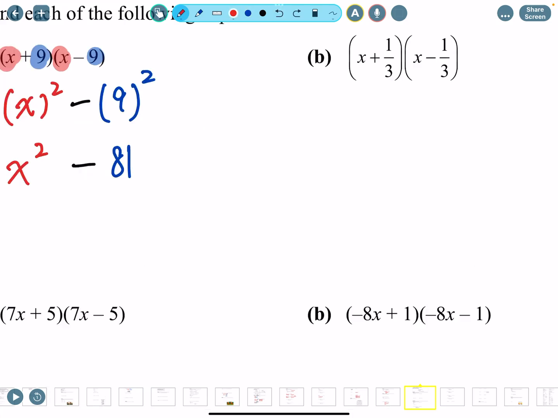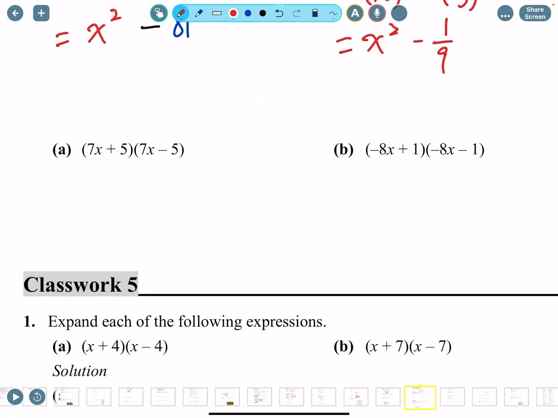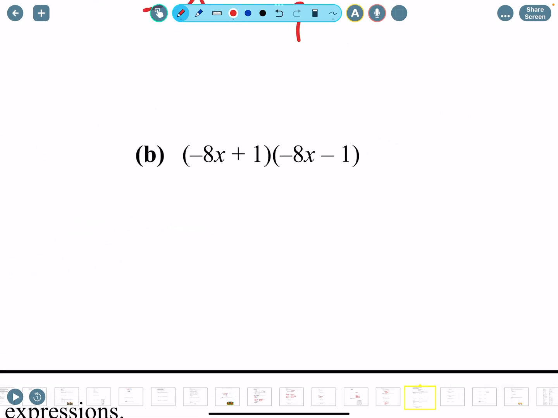Okay, so I can do the same thing for the next question. We just have x squared minus (1 over 3) squared. That will be x squared minus 1 over 9. Then we can move on. We have (7x) squared minus (5) squared. This is actually the easier identity. So we have 49x squared minus 25. Oh, and then over here, oh, so sad that it looks weird.